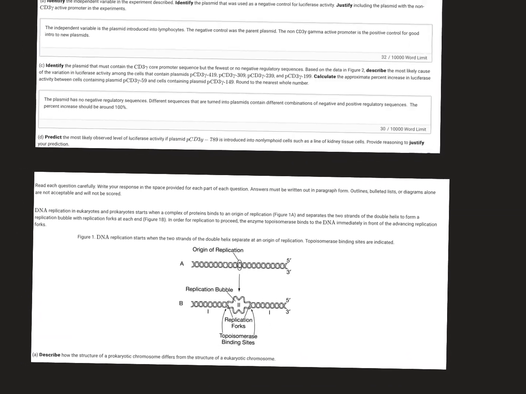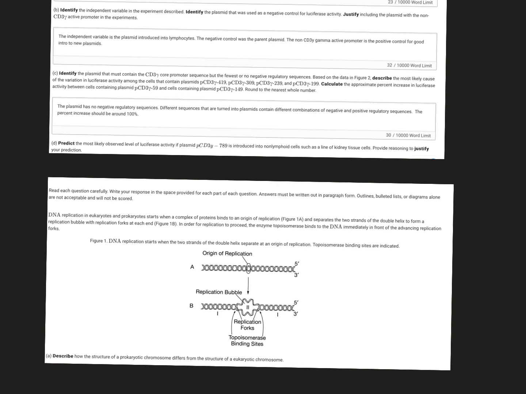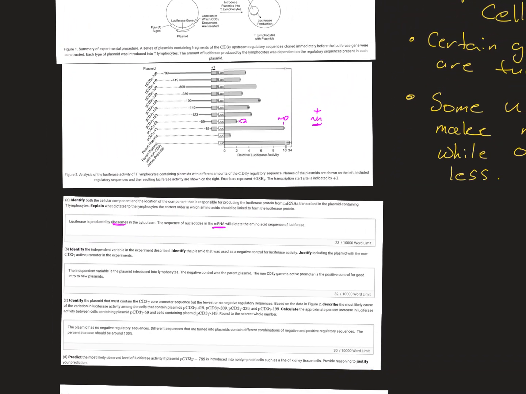Identify the plasmid that must contain CD3 core promoter sequence, but the fewest or no negative regulatory sequences. So in the promoter region, you have to have a promoter, so they have to be lit up, and which has the least number of negative regulatory sequences. Well, it has to be this one, right? The 15.